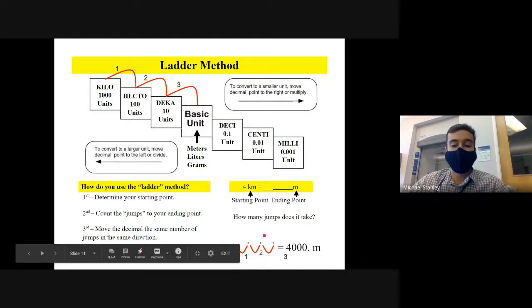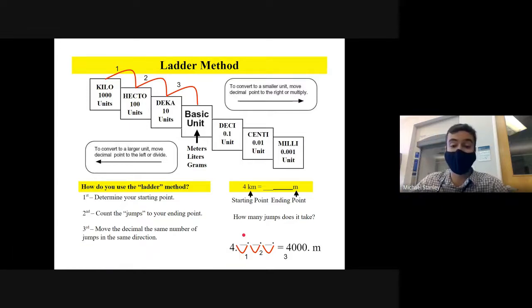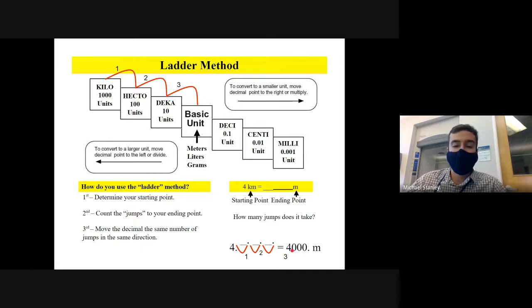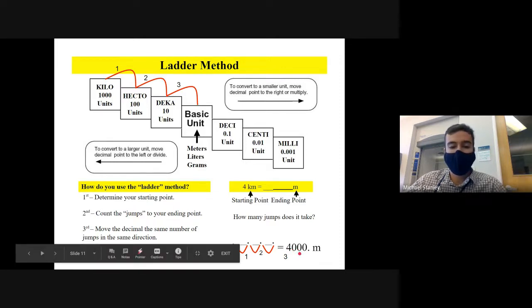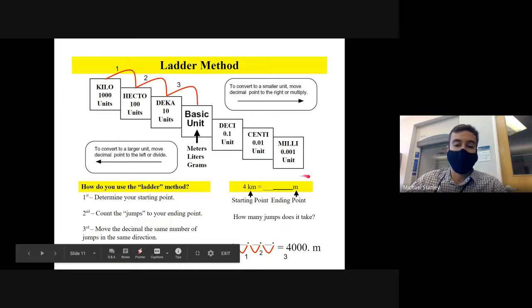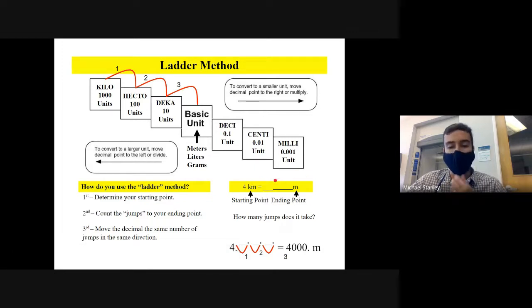That leaves some empty spaces here. And we're going to fill in those empty spaces with zeros. So we started with our decimal point at 4. And then we moved it 1, 2, 3 jumps to the right. We fill in those 1, 2, 3 empty spots with zeros. And our new number is 4,000. So 4 kilometers is 4,000 meters.